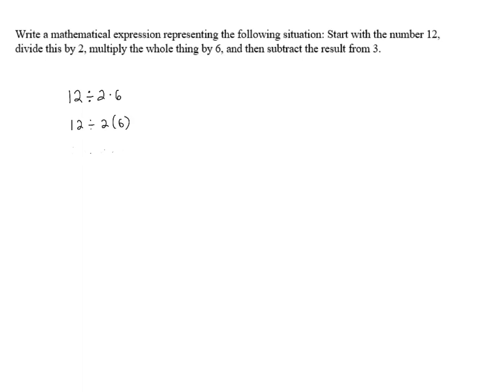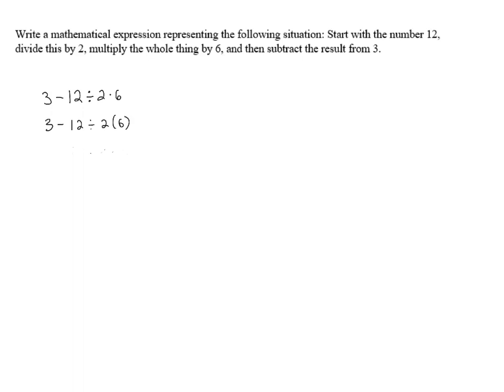And so we have started with 12, divided by 2, multiplied the whole thing by 6, and then subtract the result from 3. So whatever we've gotten after we've done this has to be subtracted from 3. What that means is that we need to start from 3 and then subtract all of that stuff. So we need to put a 3 out front and have it be 3 minus this whole expression.